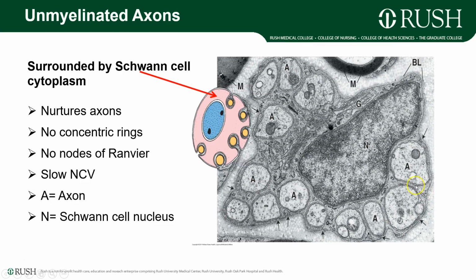In an unmyelinated axon, as depicted here, you again see the nucleus of a Schwann cell with multiple axons, and yet there is no myelination. So they are nurturing the axons. There are no nodes of Ranvier. Because of the lack of myelination, the speed at which conduction takes place is slow.